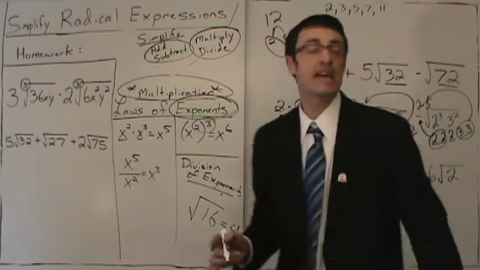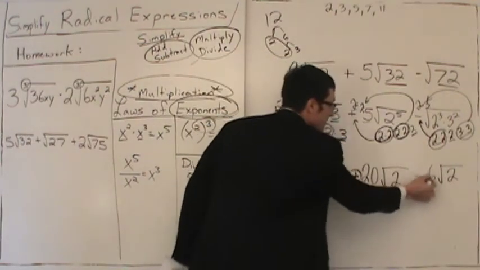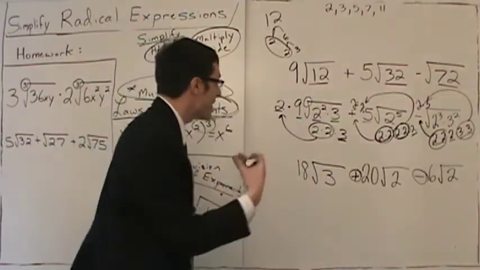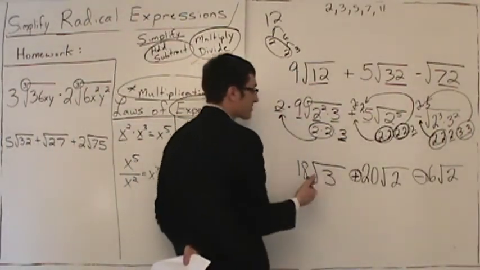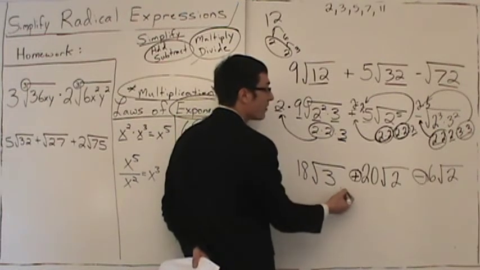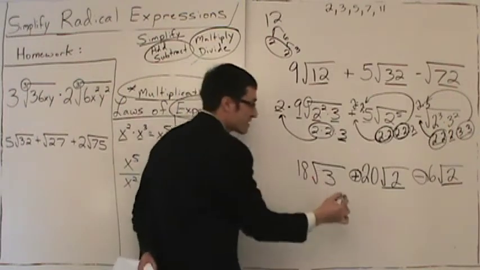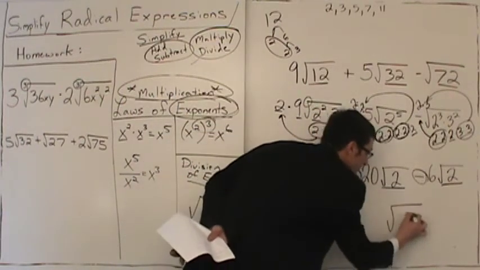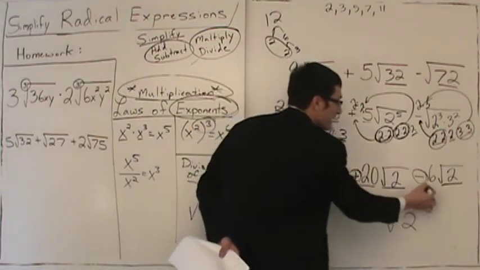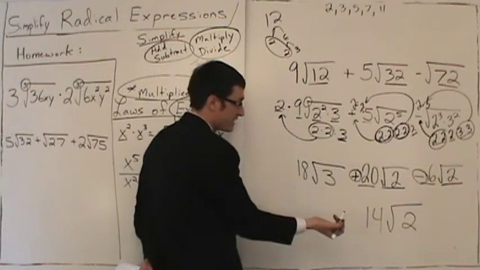Now, we are done taking out groups. Now we look. When we add or subtract, something must match. And what matches doesn't change. So does something match here? We're looking at the radicals. Does root 3 match anything? No. But notice, you have a root 2 and a root 2. What matches doesn't change. So write your root 2. And add what's in front. We have a positive 20 and a negative 6. 20 minus 6 gives 14. So we get 14 root 2.